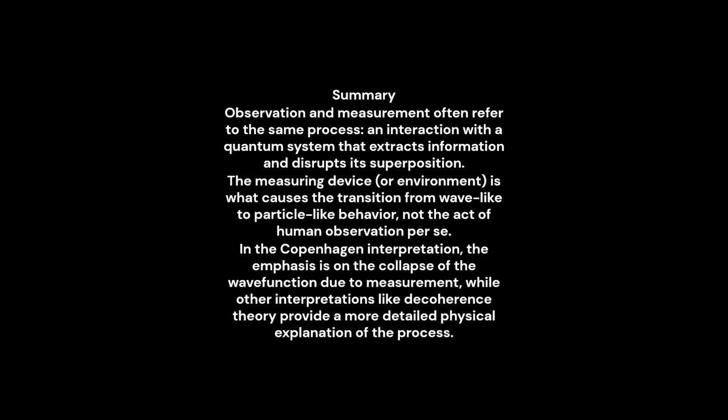Summary. Observation and measurement often refer to the same process, an interaction with a quantum system that extracts information and disrupts its superposition. The measuring device, or environment, is what causes the transition from wave-like to particle-like behavior, not the act of human observation per se. In the Copenhagen interpretation, the emphasis is on the collapse of the wave function due to measurement, while other interpretations like decoherence theory provide a more detailed physical explanation of the process.